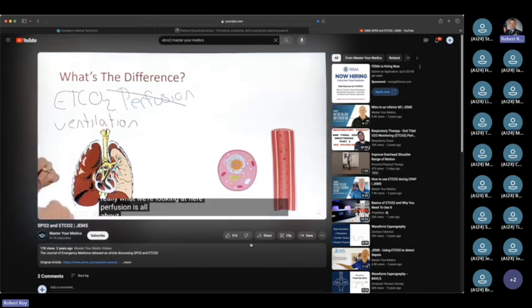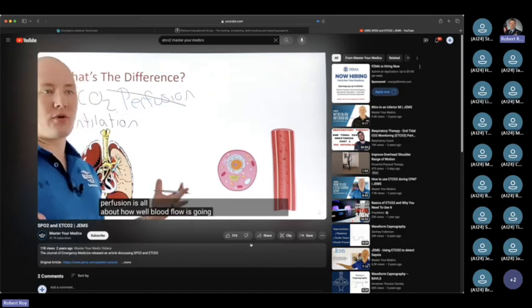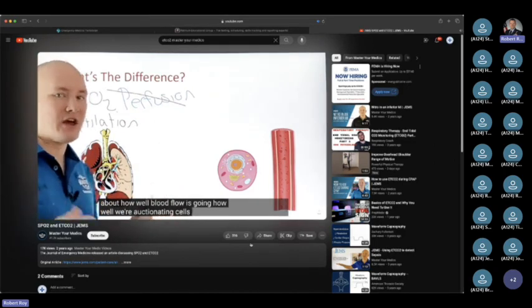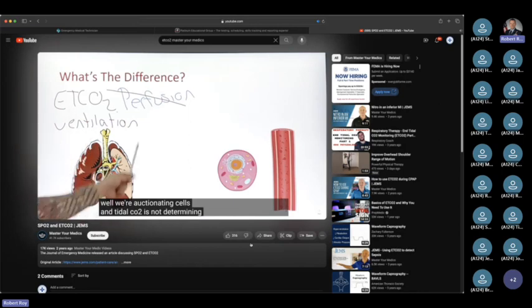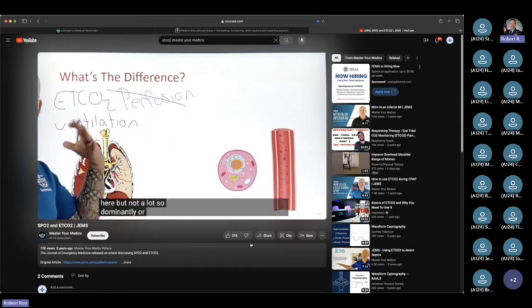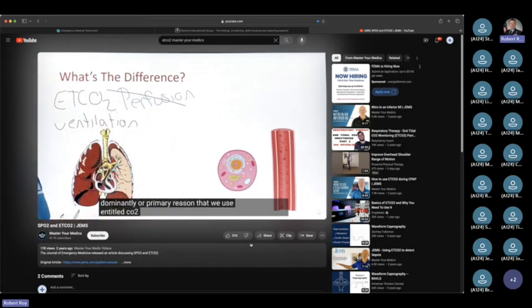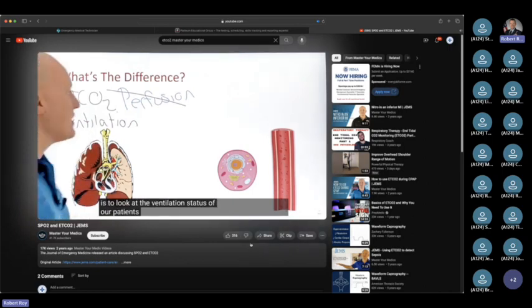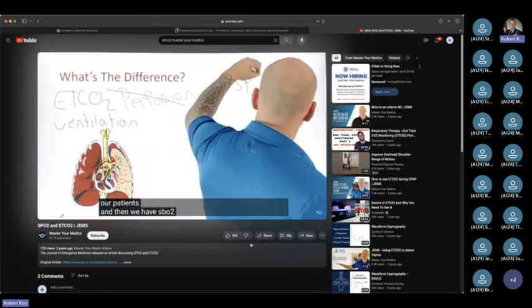Perfusion is all about how well blood flow is going, how well we're oxygenating cells. End tidal CO2 is not determining really a whole lot to do with perfusion. There's a couple things you can look at here, but not a lot. So the primary reason that we use end tidal CO2 is to look at the ventilation status of our patients. And then we have SpO2.